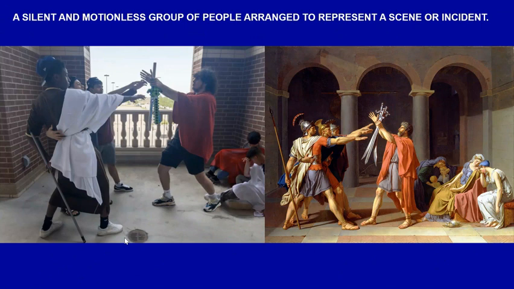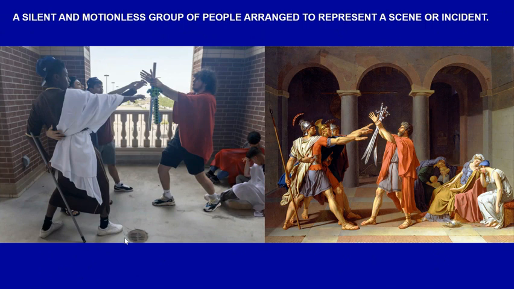Okay, so this is the Tableau Vivant assignment. What the term Tableau Vivant means is a silent and motionless group of people arranged to represent a scene or an incident. What we are looking at right now is some previous students of mine. I think that's what, last year? So this is last year's group mimicking the Oath of the Horatii. And that's what the assignment is.